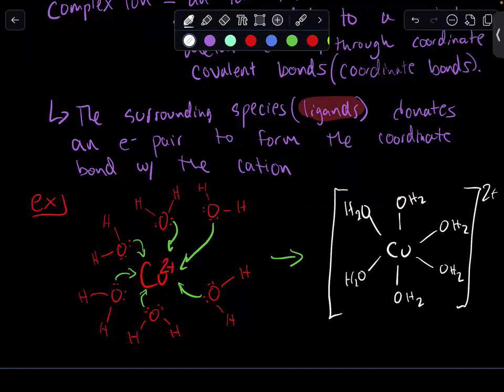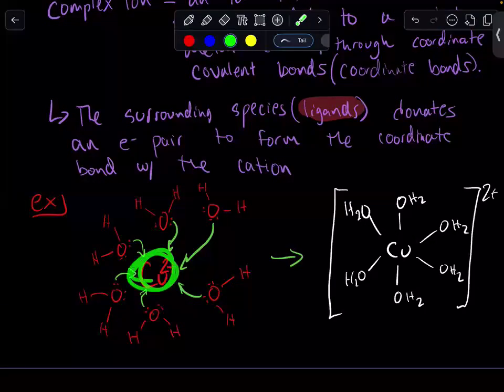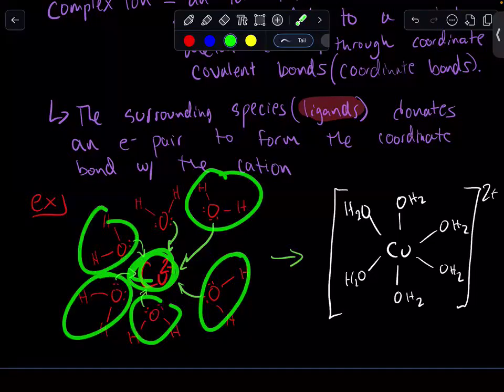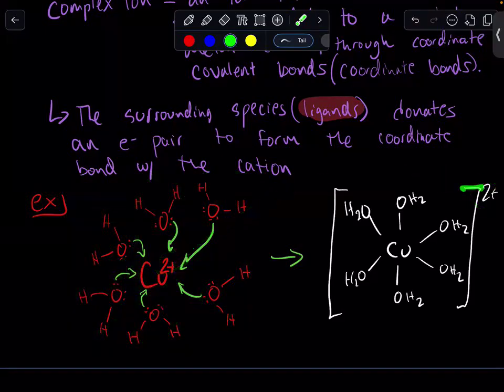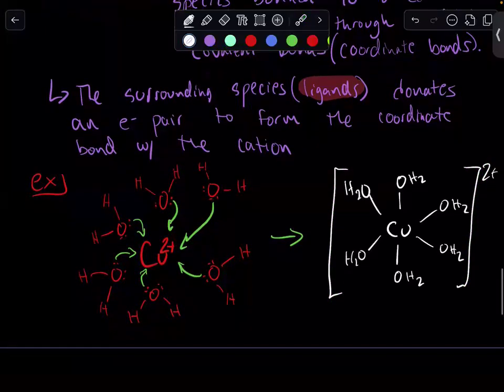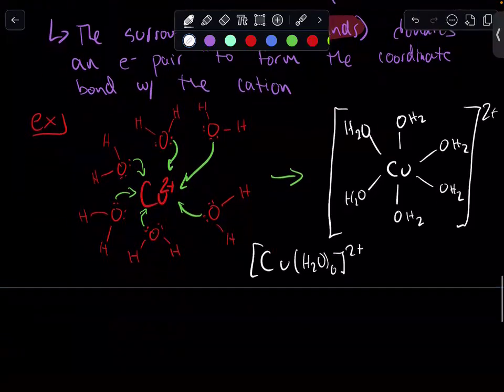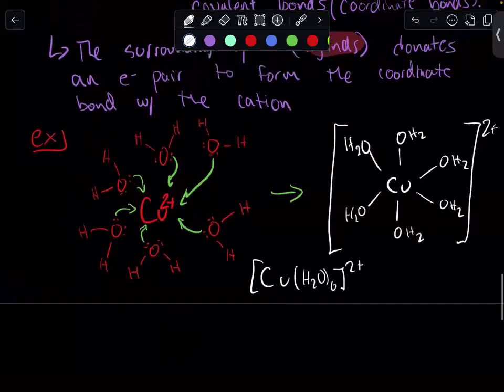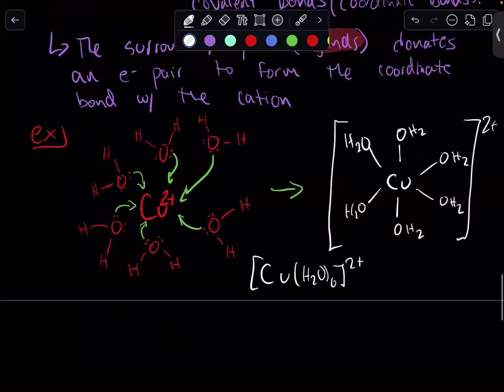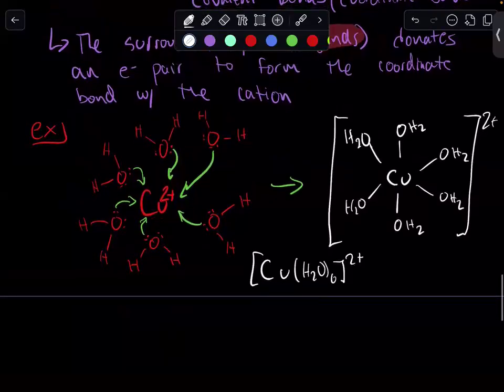The reason for that is copper initially has a charge of 2 plus and water is neutral. And so even if you bond 6 waters, they're all neutral and the overall 2 plus is going to stick around. And that 2 plus charge is shared throughout the entire complex ion. So use these giant square brackets to denote that. So this compound is actually known as [Cu(H2O)6]2+. So that's how we write our complex ion. And this happens mostly with transition metals. It can happen with some other elements, but mostly transition metals.